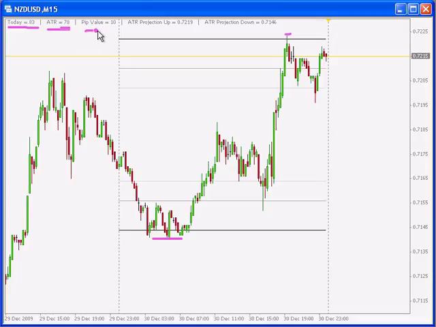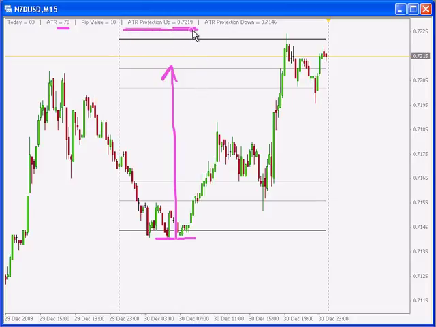The pip value is the value per individual pip if we are to trade one standard lot. That means for the New Zealand dollar against the American dollar, if we trade one standard lot, every pip is worth $10. This has nothing to do with the average daily range, but I figured it's a useful piece of information nonetheless. The average true range projection up, meaning to the upside, is 0.7219. Basically, that is nothing but taking the low for today, adding the average daily range, in this case 78 pips, and it takes us all the way to 0.7819.